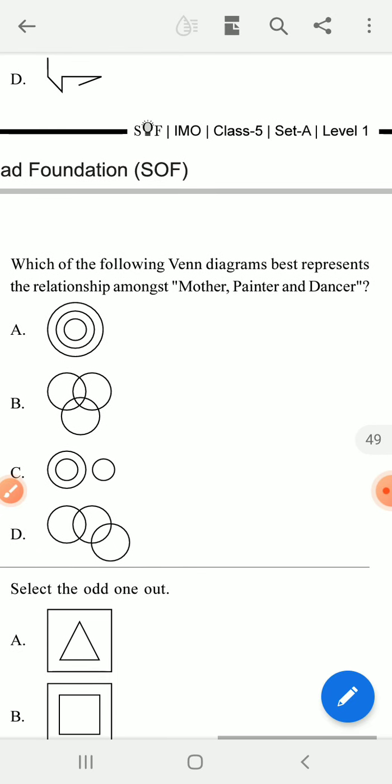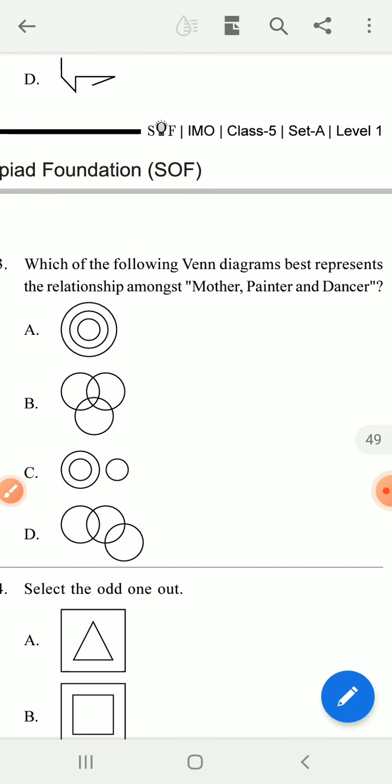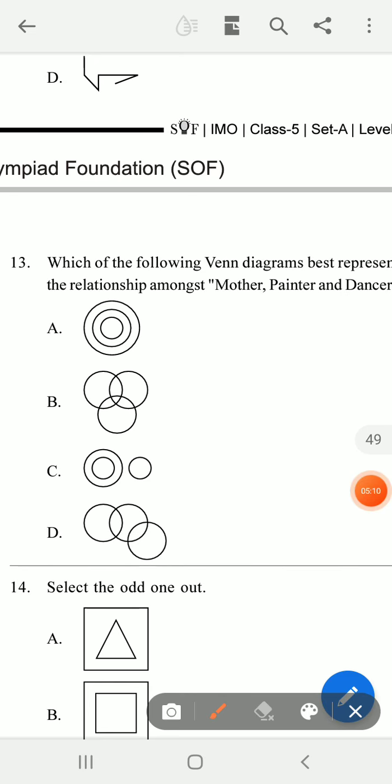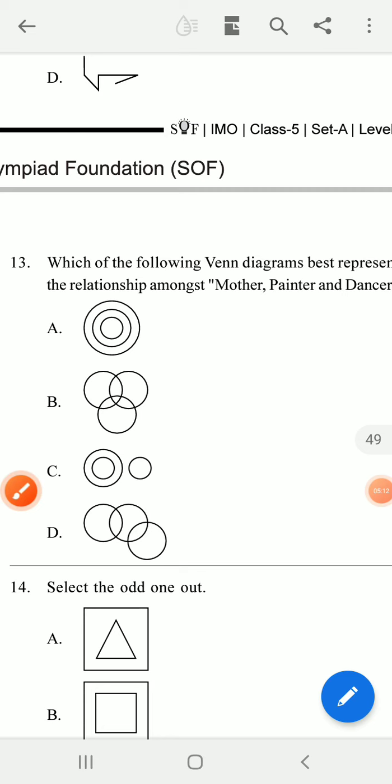Which of the following Venn diagrams represents the relationship among mother, painter and dancer? So a mother may be a painter, or a mother may have all three qualities, or two qualities, painter and dancer. So which one is correct? You have the idea, I think. 13B is the answer. So mother has all the characteristics.